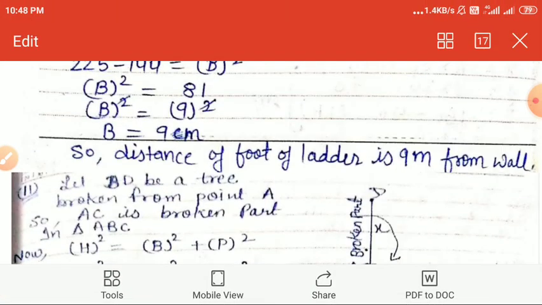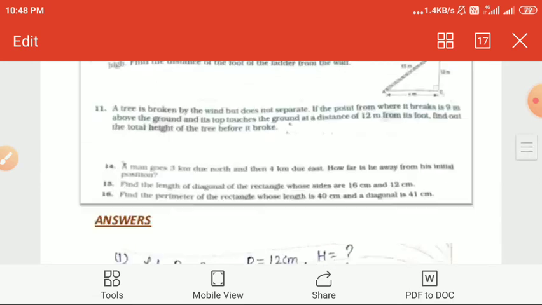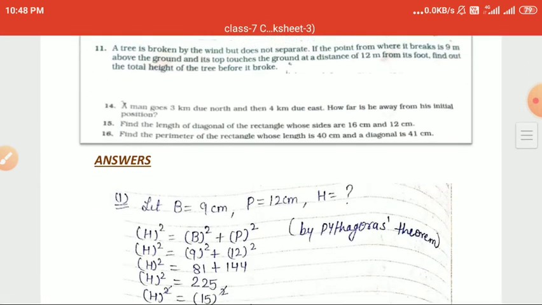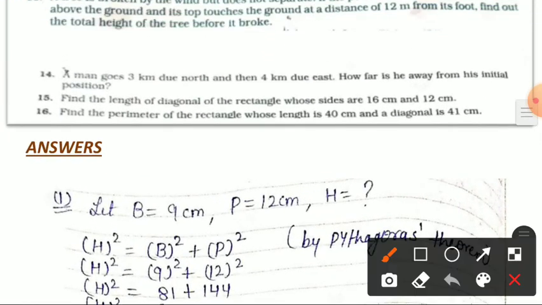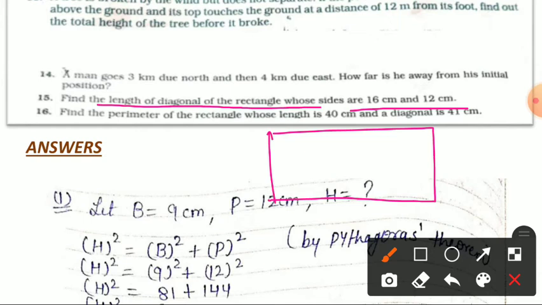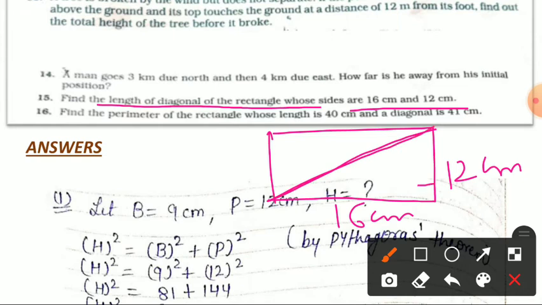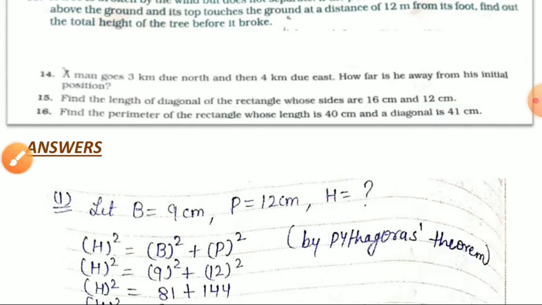In the same way, questions 15 and 16 you need to solve yourself, in which you find the length of the diagonal of a rectangle when its sides are given. So suppose it's a rectangle, its length is 16 centimeter, breadth is 12 centimeter. You need to find this diagonal. Each angle of the rectangle is 90 degrees, so it's a right triangle. You need to find the hypotenuse. Hypotenuse you know how to find.